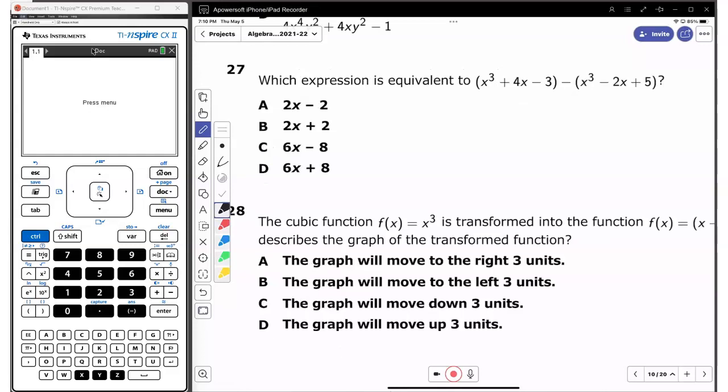Number 27. Which expression is equivalent to the ones below? So we have x to the third power plus 4x minus 3. Distribute the negative: negative x cubed plus 2x minus 5. x cubed minus x cubed is 0. 4x plus 2x is 6x. Negative 3 minus 5 gives you minus 8. So your answer is C.